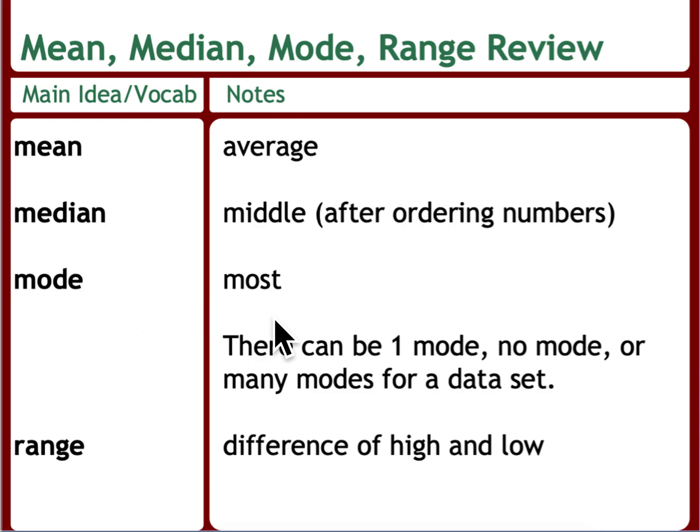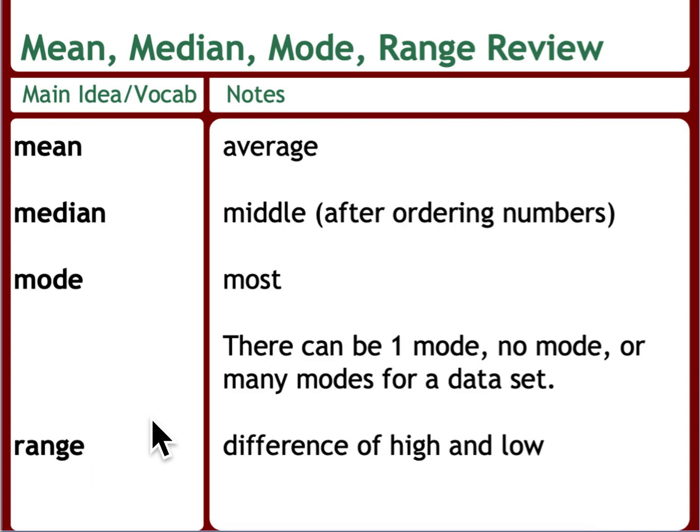And the mode is the value or values that happen the most. So there could be one mode, no mode, or many modes for a given data set. Now the mean, median, and mode, these are measures of central tendency. So these kind of tell you where the middle of the data is. And then the range is just the difference of the high and low. The range tells you how spread out the data is.